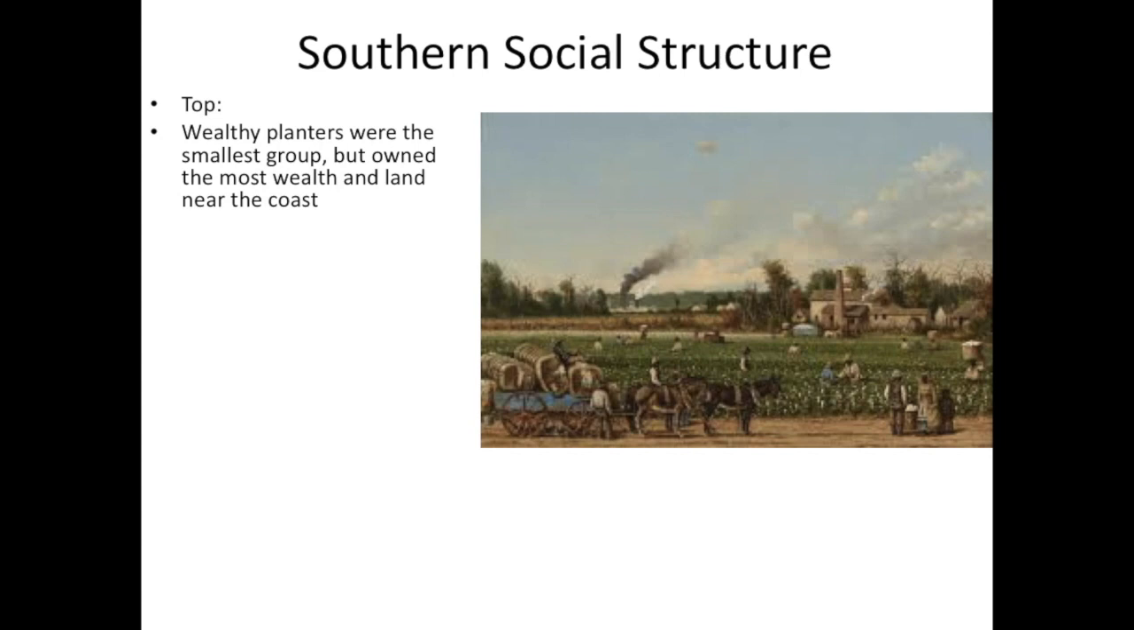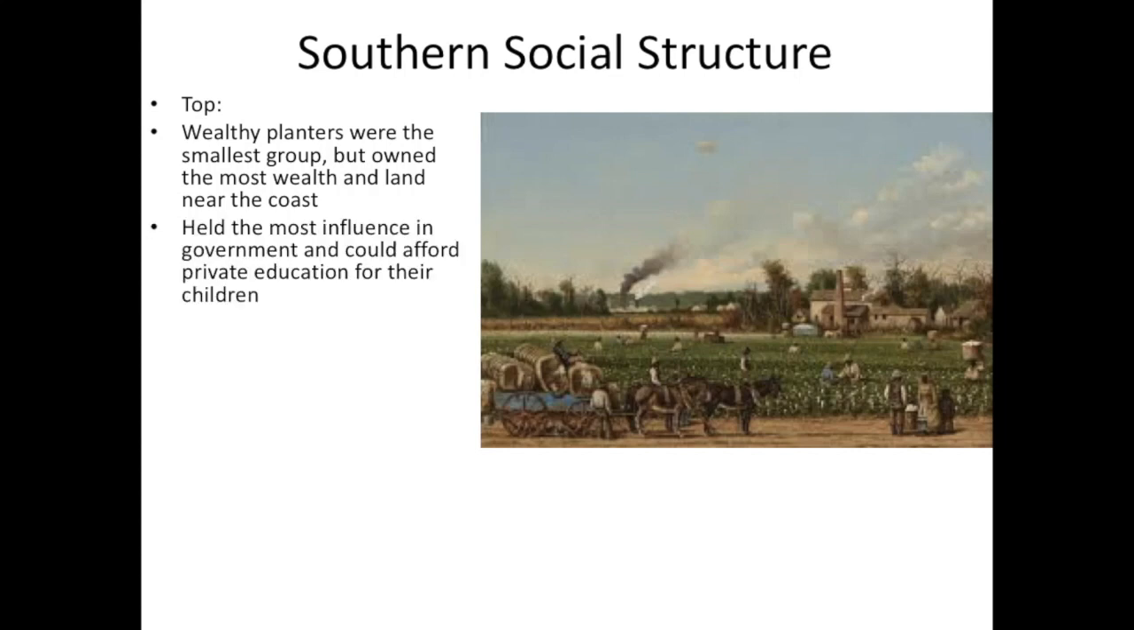So the wealthy planters, again, are the smallest group, but they have the most wealth and they have the most land. And because of that, if you remember, they also are going to have the most power because in the southern colonies, especially in Virginia, you had representation in government. You could run for office, you could vote for people in office in government if you had enough land and if you had enough money.